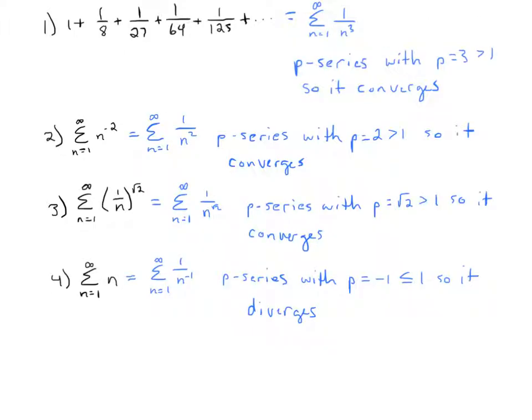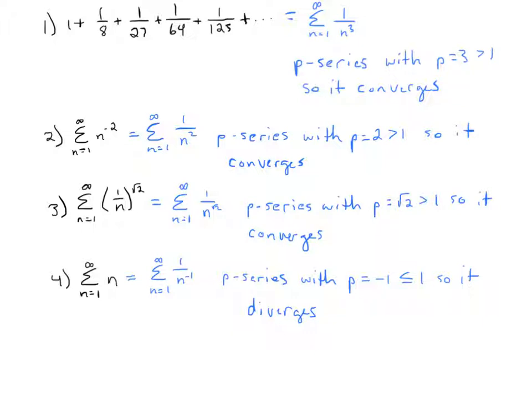For our first series, we need to rewrite that in sigma notation, as a summation. So we end up with 1 over n cubed, because this is 1 over 1 cubed, 8 is 2 cubed, 27 is 3 cubed, 4 cubed, and 5 cubed. So this is a p-series. My power is 3, since everything was cubed. 3 is greater than 1, which means that my p-series converges.